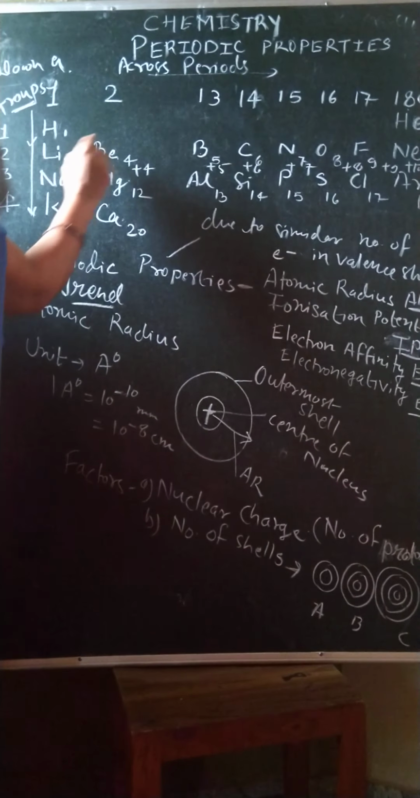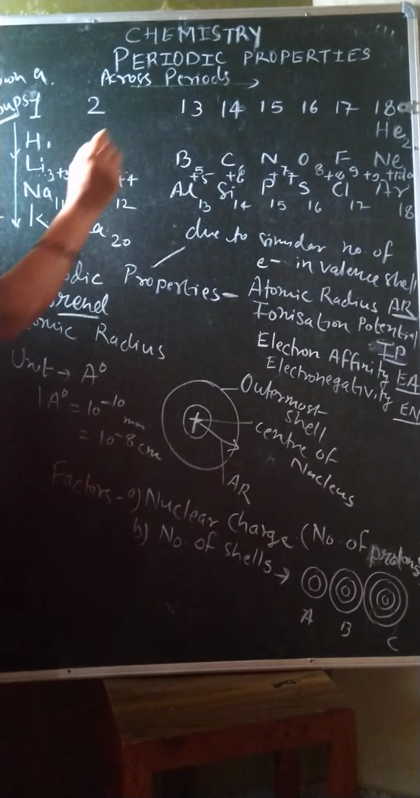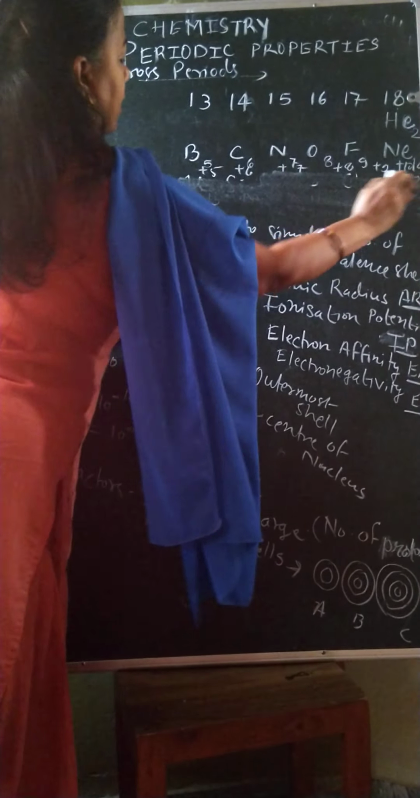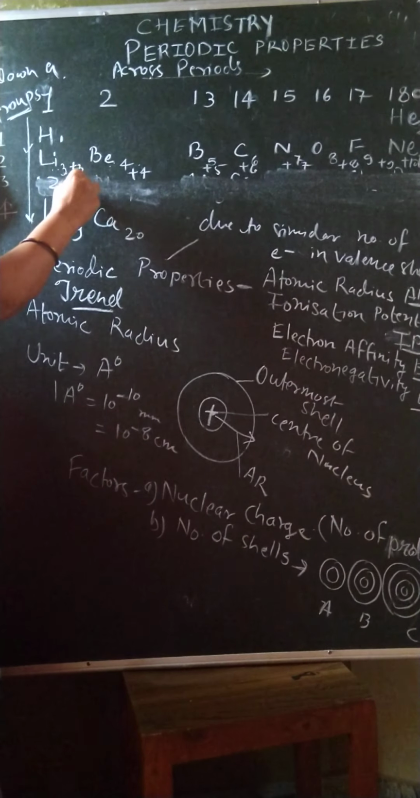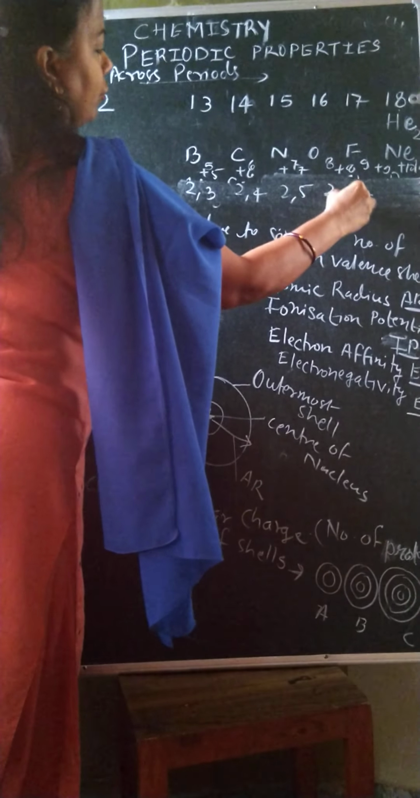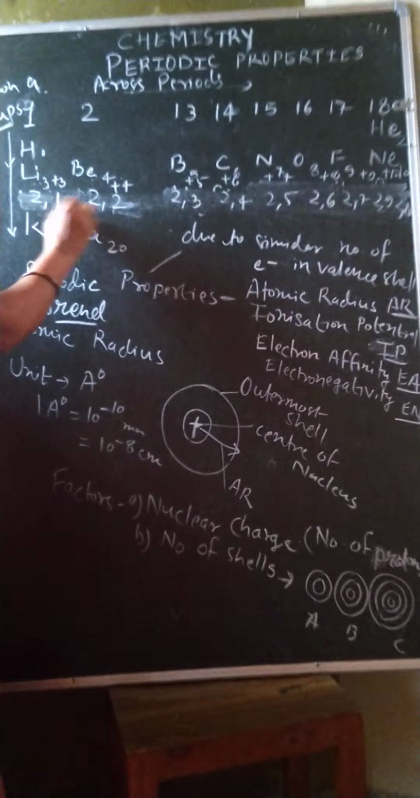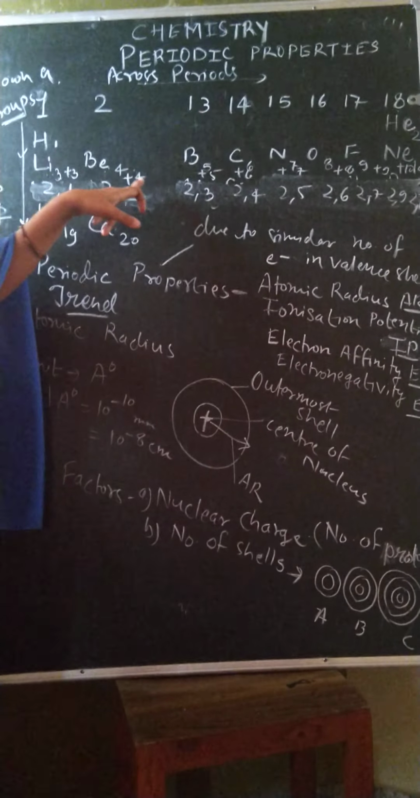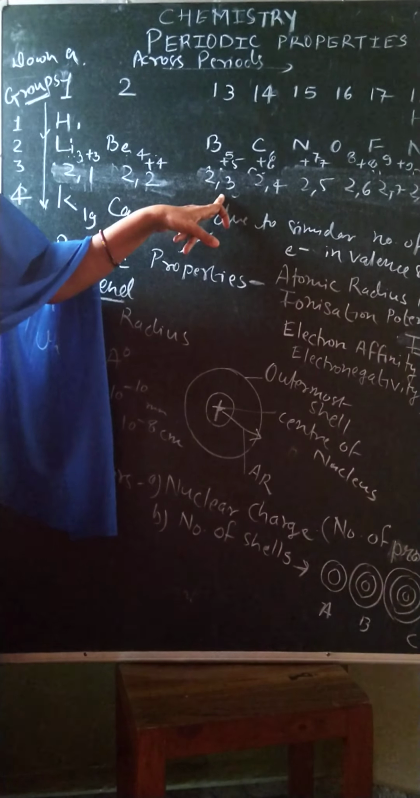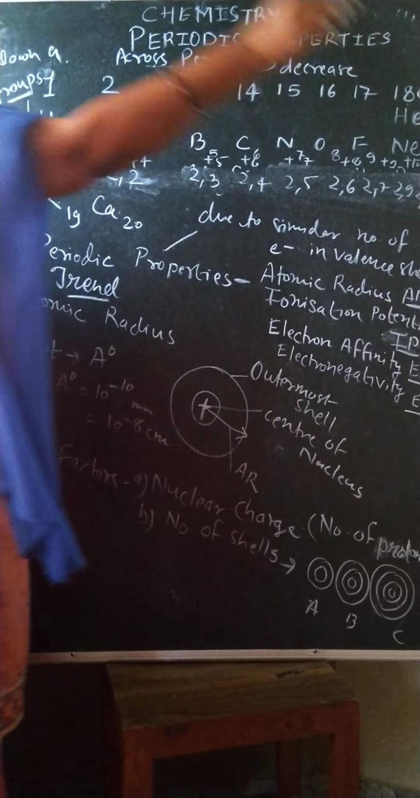So here, the trend across the period: on going across the period, nuclear charge increases, but the number of shells remains the same. How does the number of shells remain the same? 2, 1, 2, 2, 2, 3, 2, 4, 2, 5, 2, 6, 2, 7, 2, 8 and 2, 10. This is the number of shells. Across the period, nuclear charge increases, plus 3, plus 4, plus 5, plus 6 and so on, and the number of shells remains the same. So overall, atomic radius decreases across a period.